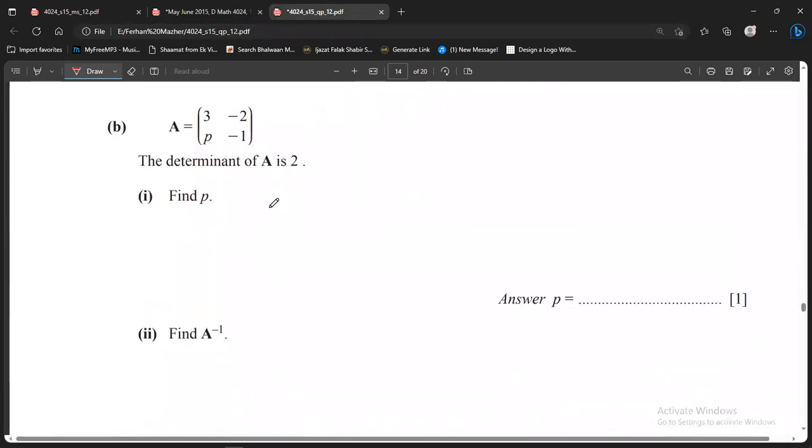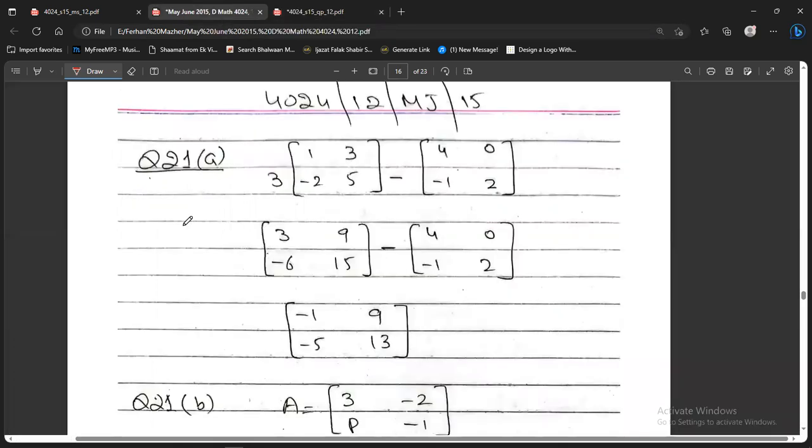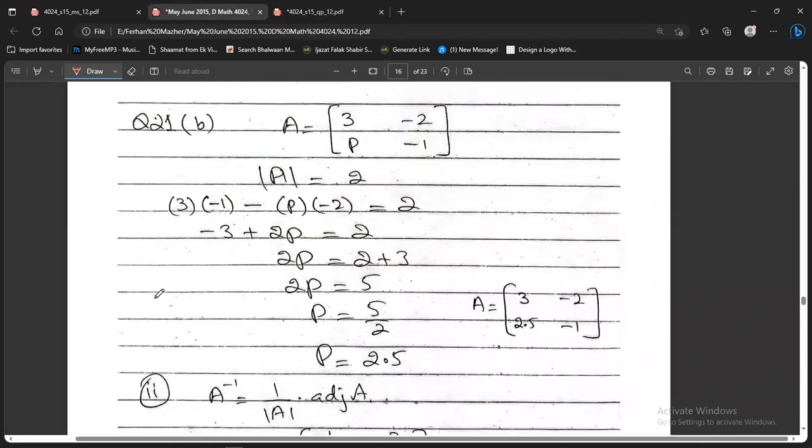Question number 21, it's B part. Here a matrix is given. Its name is A. It says 3, minus 2, P, minus 1. The determinant of A is given. So very simple. You multiply this with this member, minus, then you multiply this with this member, and that is the determinant. And it is given it is 2. Sorry, the determinant of A is 2.